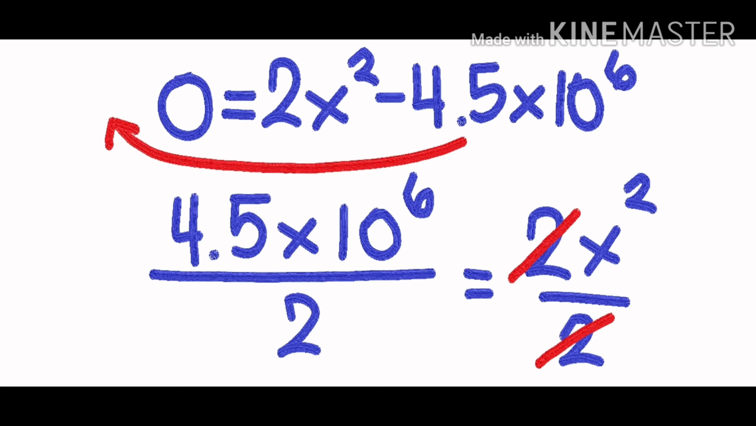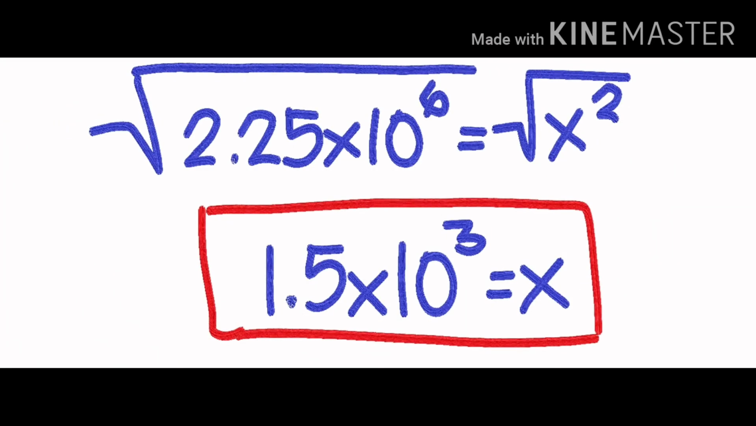So it will become 4.5 times 10 raised to 6 equals 2x squared. And now we're going to cancel the 2 in the numerator and the 2 in the denominator. Then we will take the square root of both sides of the equation. And it will be the square root of 2.25 times 10 raised to 6 equals the square root of x squared. And the answer will be 1.5 times 10 raised to 3 equals x.